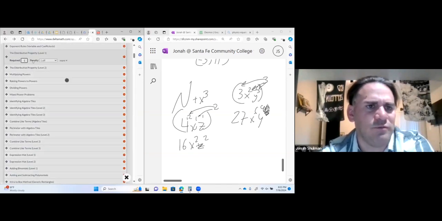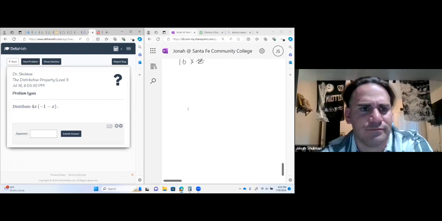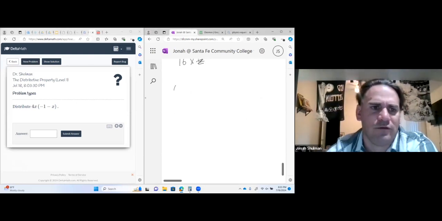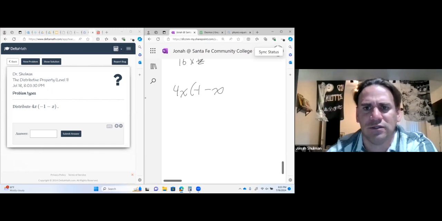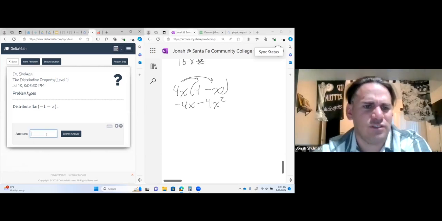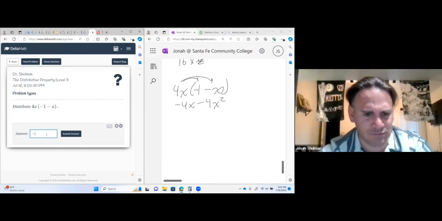Let's do some distributive property stuff. So we have 4x negative 1 minus x. So this is going to be a negative 4x. This is a negative 4x squared. Interesting problem. Interesting.